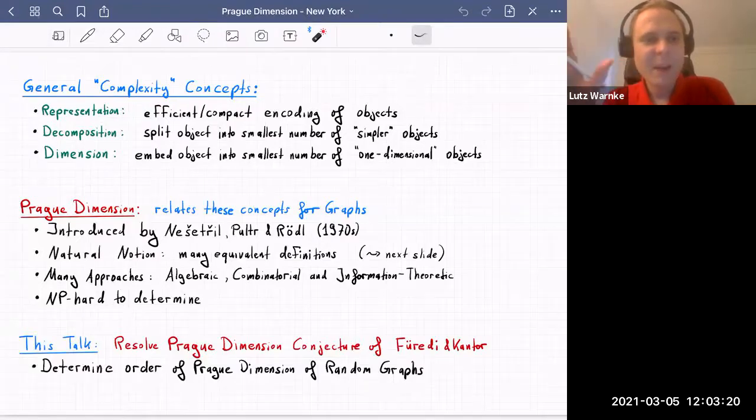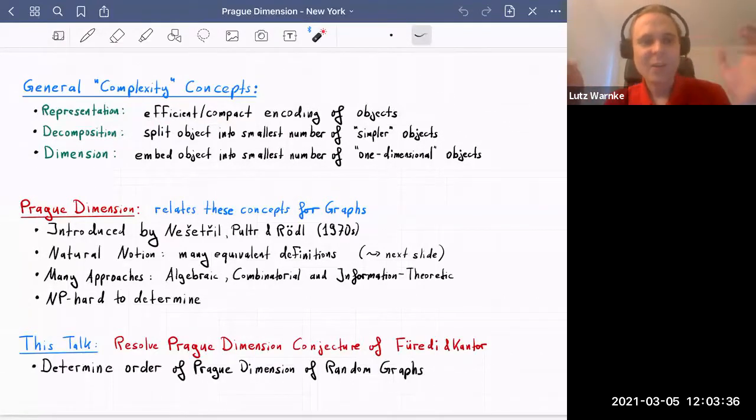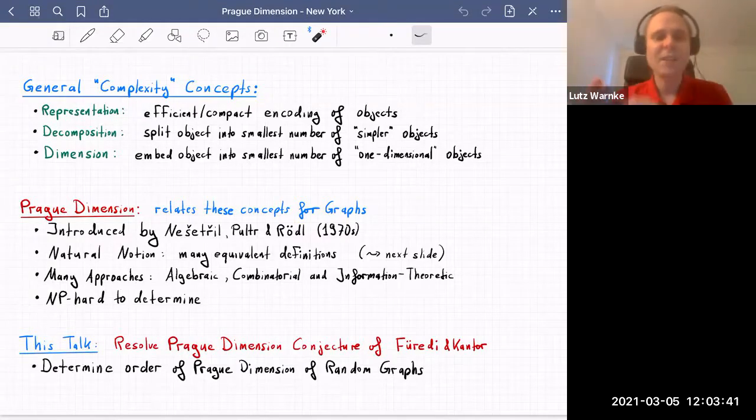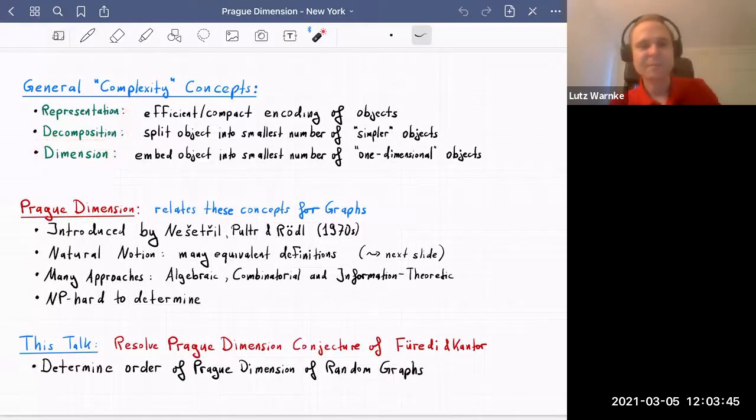There are many different notions or concepts for how we can talk about the complexity of objects, the complexity of graphs. We can think of them in terms of how efficiently or compactly we can represent them. Or we can take a decomposition perspective: if we have a complex object, into how many smaller objects can we decompose it? And these previous two notions also give rise to some notion of a dimension. So there are many ways to look at the idea of how complex certain objects or graphs are.